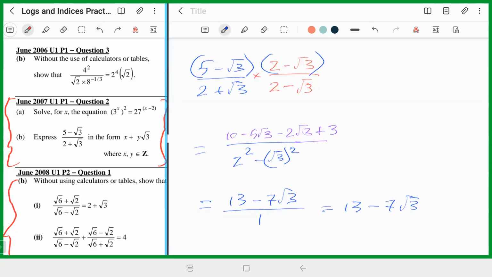So as for the values, the x would be 13 and the y would be negative 7, because they have a plus y in the question right here. We get minus 7 root 3. So they wanted the values, that's what they would be.